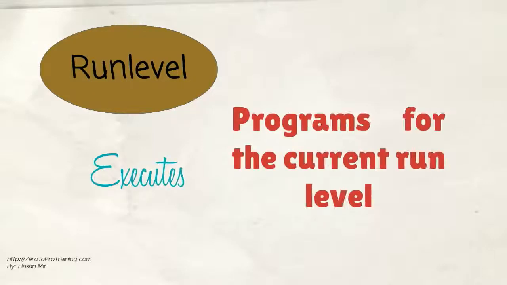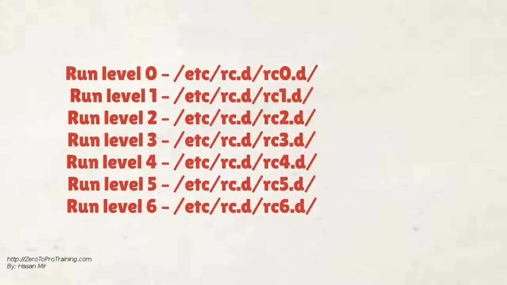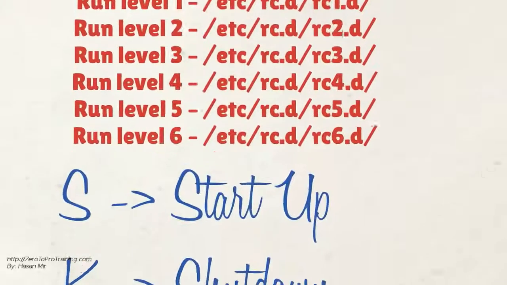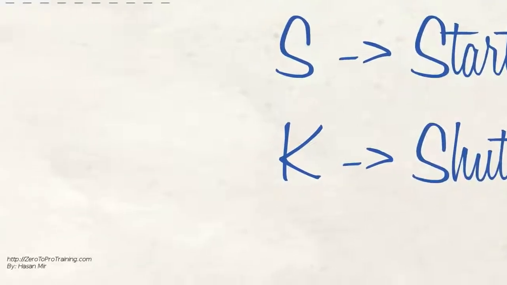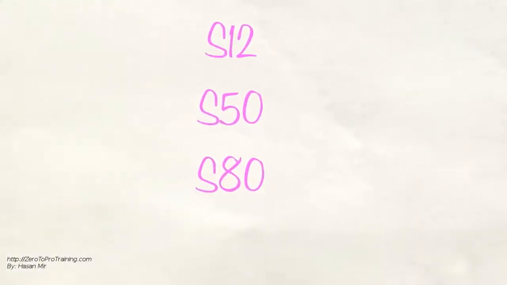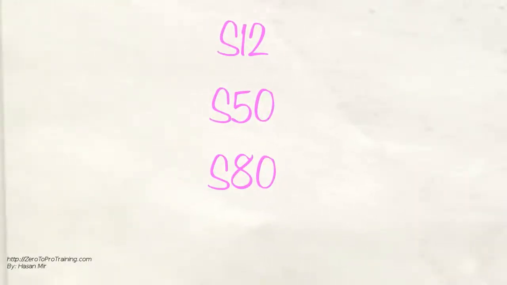System now executes the programs depending on current run level. Here are the directories for each run level. The programs are executed residing in the directory associated with current run level. Programs starting with S are used during startup. S for startup. Programs starting with K are used during shutdown. K for kill. There are numbers right next to S and K in the file names. These are the sequence numbers in which the programs should be started or killed.